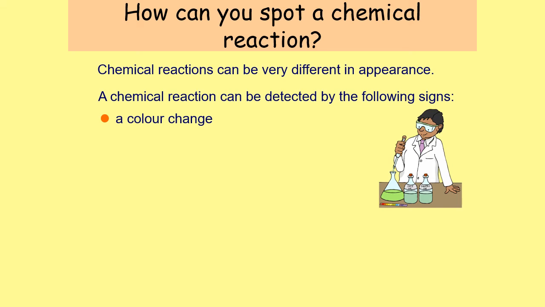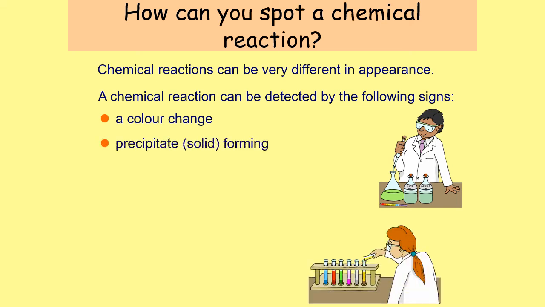It's a very common sign of a chemical reaction. If you do a chemical reaction and the reactants are red and now it's blue, that's a sign that something has happened. A precipitate forming: if you mix two solutions together and you get a solid forming, that's a sign of a chemical reaction.